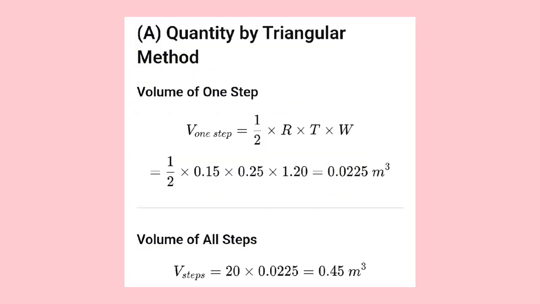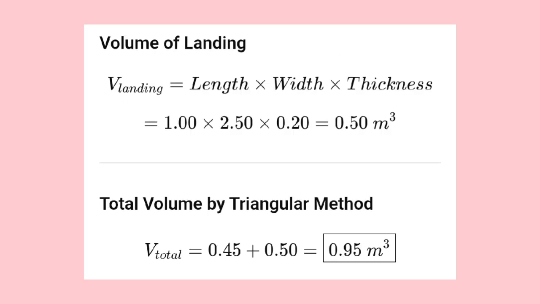A. Triangular method. Practical solution: volume of one step. 1/2 multiplied by rise multiplied by tread multiplied by width. That is, 1/2 multiplied by 0.15 multiplied by 0.25 multiplied by 1.2. Volume of one step is 0.0225 cubic meters. Volume of all steps. 20 multiplied by 0.0225. Volume of steps is 0.45 cubic meters.